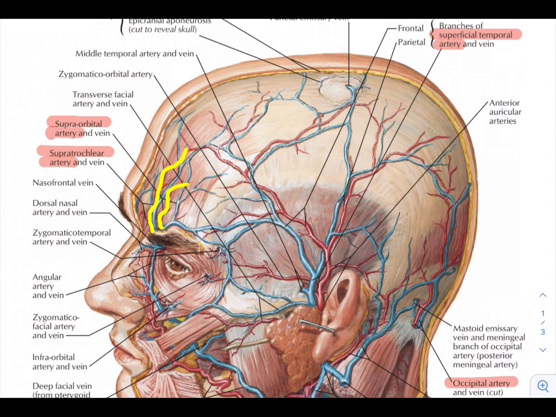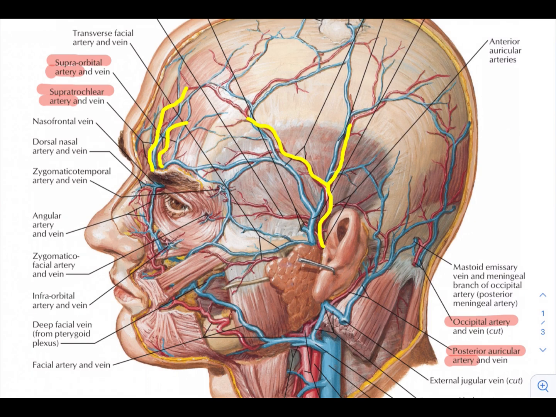Now let's trace the superficial temporal artery on this diagram. This is the superficial temporal artery, and this is where it divides into two branches: the frontal branch and the parietal branch. Next, we move to the fourth artery, which is the posterior auricular artery. The posterior auricular artery is a branch of the external carotid artery. It ascends behind the auricle to supply the scalp above and behind the auricle.